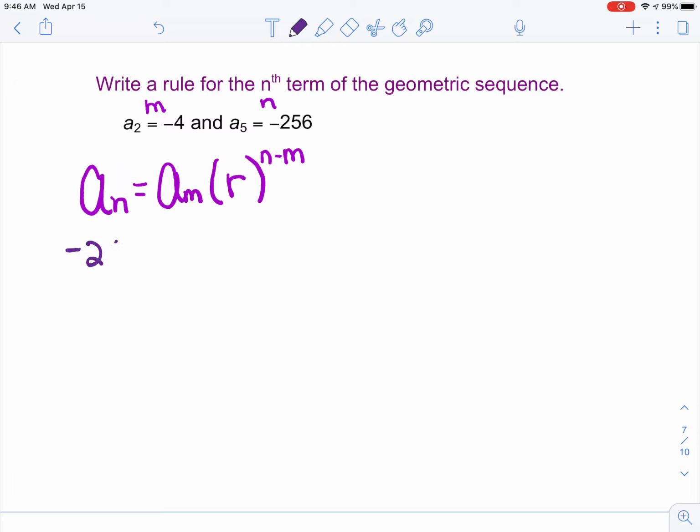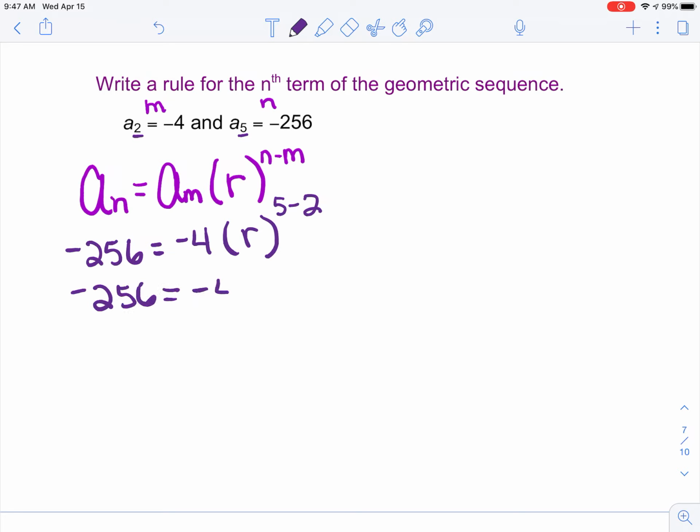So my a sub n is negative 256 equals my a sub m is negative 4. I do not know my ratio. And my n value is 5 minus my m value, which is 2.